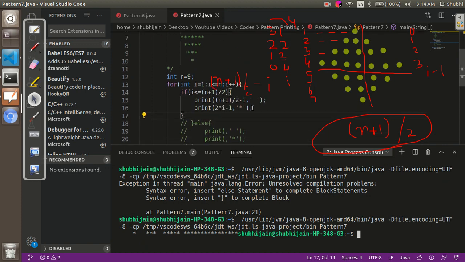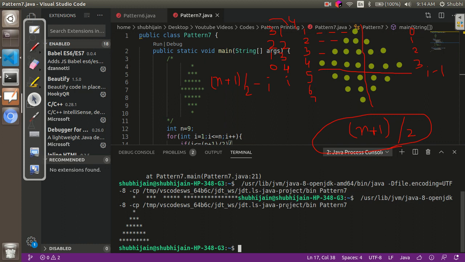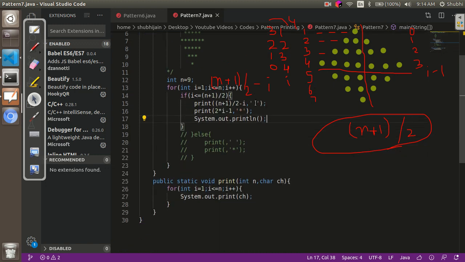Okay, so I have forgotten the System.out.println statement, which takes us to the next line as soon as the work for the row has been done. See, the top half of the pattern has been printed. So now let's see for the bottom half.